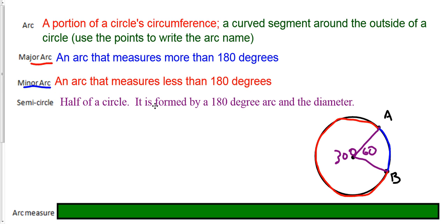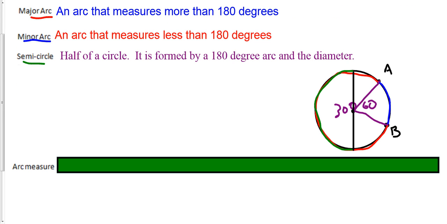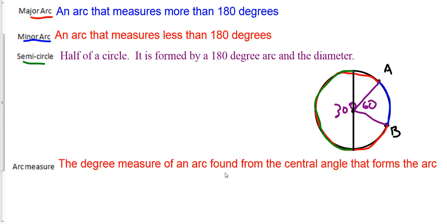A semicircle, then, is half of a circle. It's formed by a 180-degree arc and the diameter. So if I were to take a diameter just like this, those endpoints then, let's draw this one in green, here all the way around the outside, that would make a semicircle. It's an arc that is exactly 180 degrees, and the diameter, half of a circle. The arc measure then is the degree measure of an arc that is found from the central angle that would form the arc.